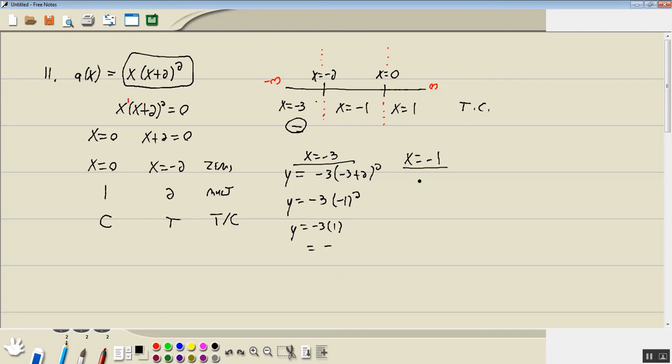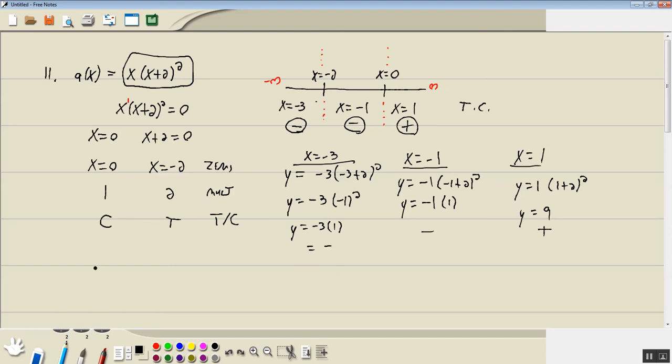If I plug in x equals negative 1, I'm going to get y equal to negative 1 times (negative 1 plus 2) squared. Negative 1 plus 2 is 1. 1 squared is 1. This is going to give me a negative. Now if I plug in x equals 1, again, we'll plug that into our function up here. I get y equal to 1 times (1 plus 2) squared. 1 plus 2 is 3. 3 squared is 9 times 1 is 9, which is positive.